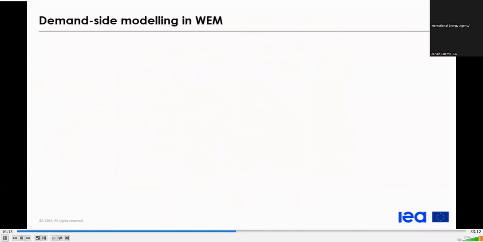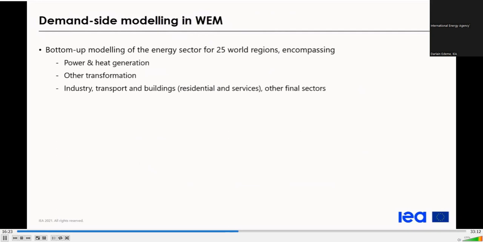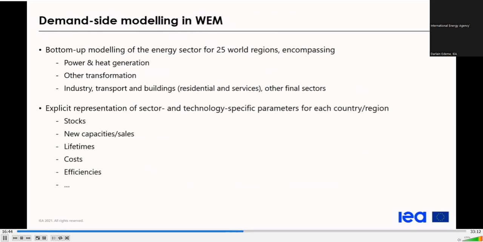So what do we want to do in the demand side modeling of the World Energy Outlook? We are building on a bottom-up modeling of the energy sector, and this is done for 25 regions of the world, encompassing power, heat, and other transformation, and looking at the final sectors, which are industry, transport, buildings, and others. The objective is to get an explicit idea of the sector and the technology-specific parameters, which would be specific to each region and country as well.